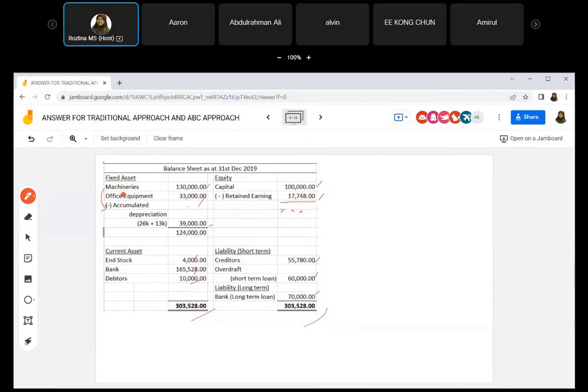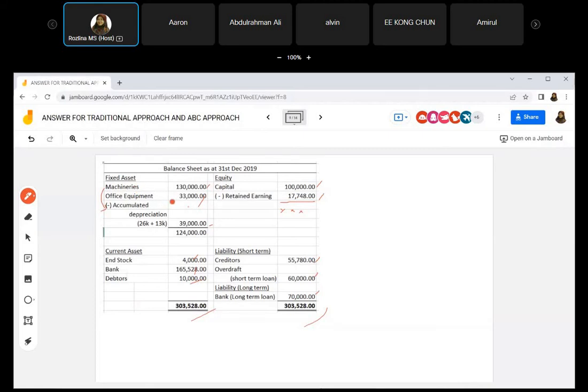Okay, machineries. Either you can put them separately like this, but I prefer you to put them side by side, just before the machineries. So you can see its value from 130,000 become what? Right? You 130,000 minus 39. So you can see the asset's value for the machineries, how much is actually left.